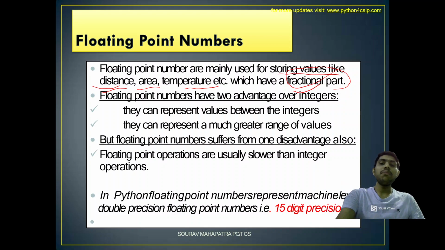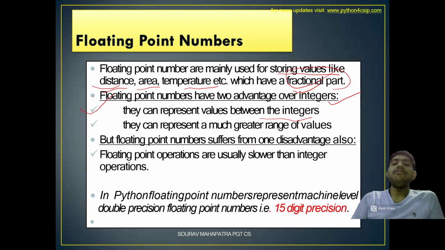So floating point numbers have two advantages over integers. They can represent values between the integers. Suppose you have taken a fractional value, as the fraction data type, then it can also hold an integer. There is no problem. Suppose you write only 3. You have taken a fraction, so it is 3.0.